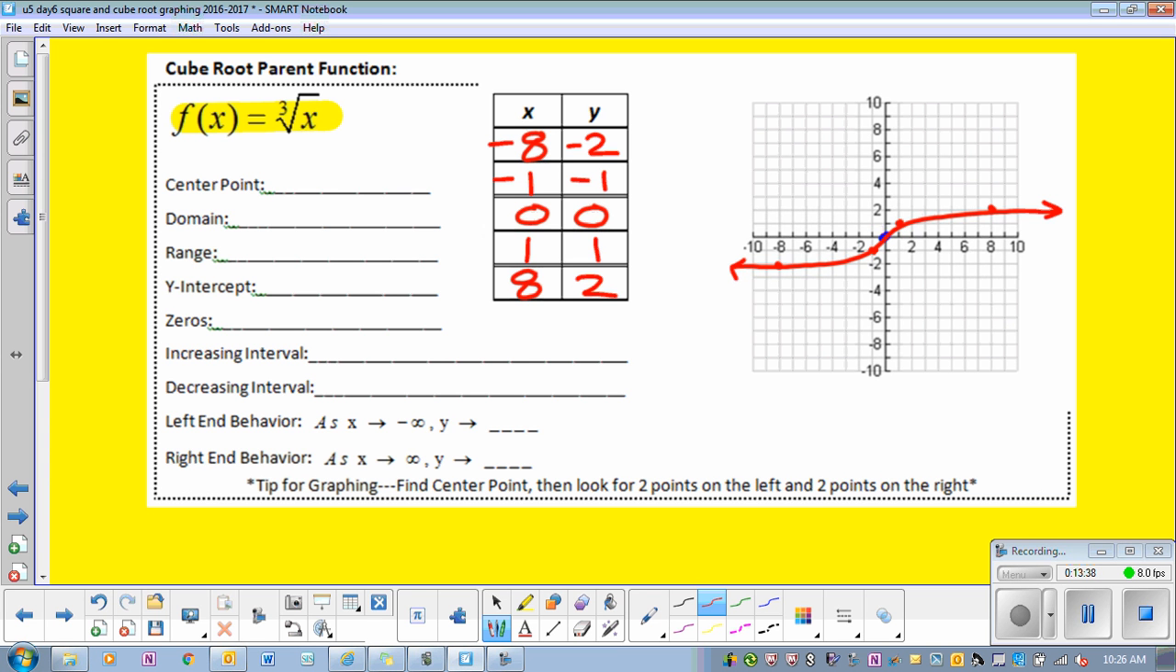What did I say the center point is again? 0, 0. Because here's my cluster of 3, right? And the one in the middle is the center point. My center point is at 0, 0.